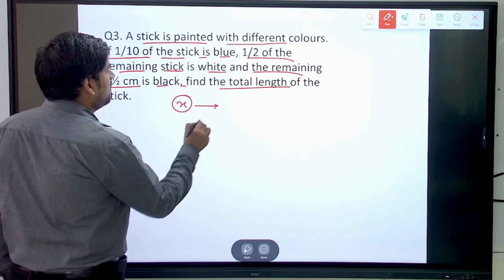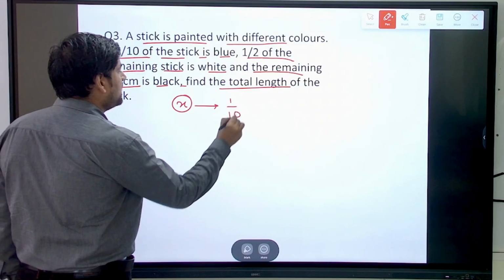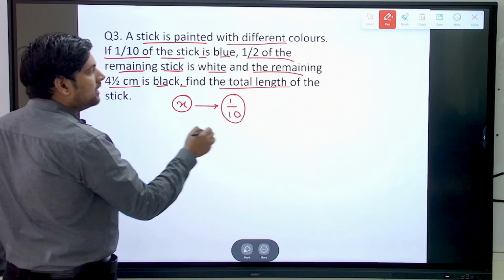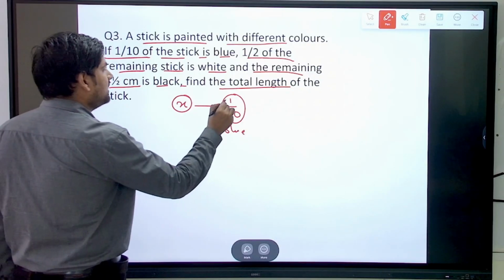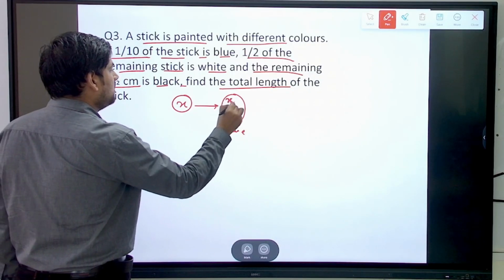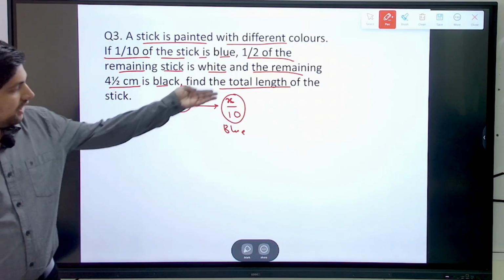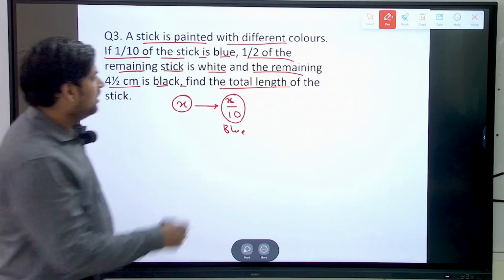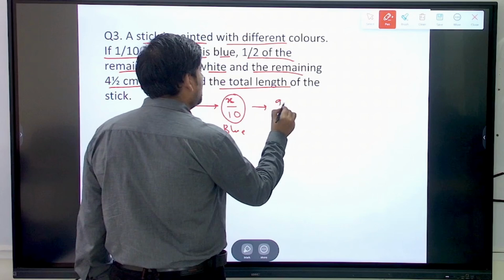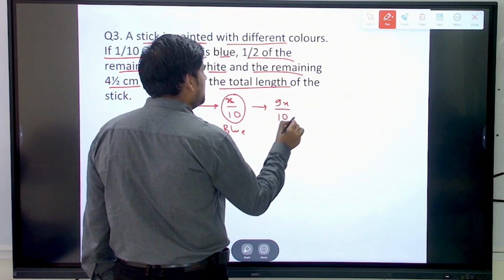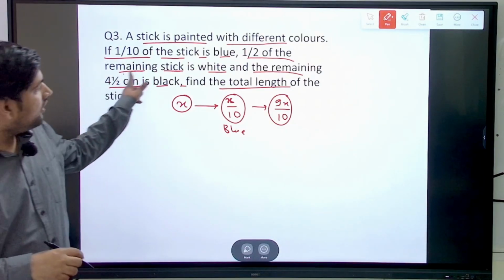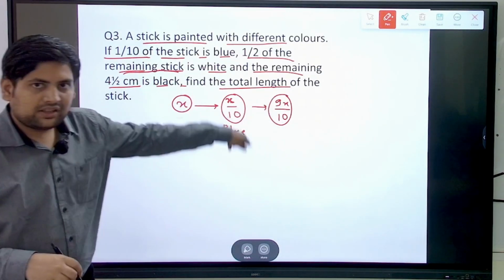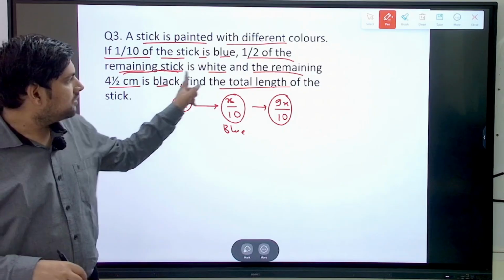Now what you do, you take 1 by 10 out of it, correct? You color it blue. Let's say the total length of the stick is x, then you take x by 10 and color it blue. What is remaining? Remaining is 9x by 10. Now you take half of this remaining stick, so half of 9x by 10 becomes white.